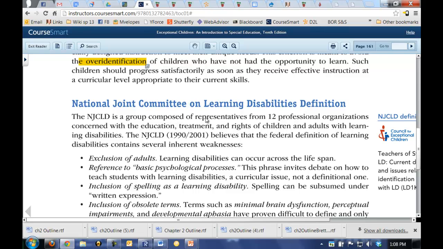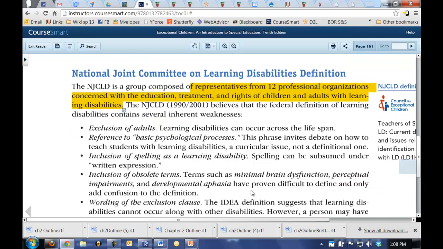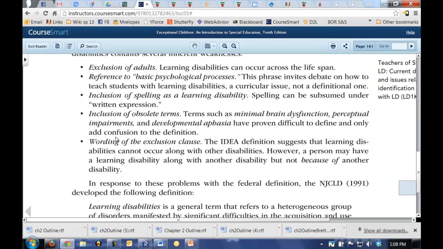It's composed of representatives from 12 professional organizations concerned with education, treatment, and rights of children and adults with learning disabilities. So that's what happened. They had a whole bunch of different ones. So let's get together and form a National Joint Committee. And then they came up with a list of things about learning disabilities.